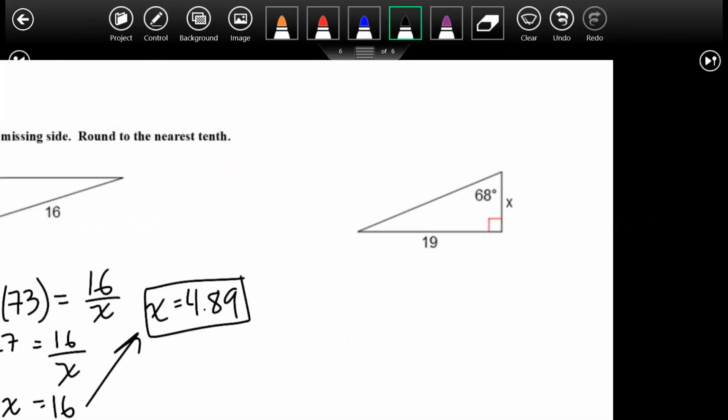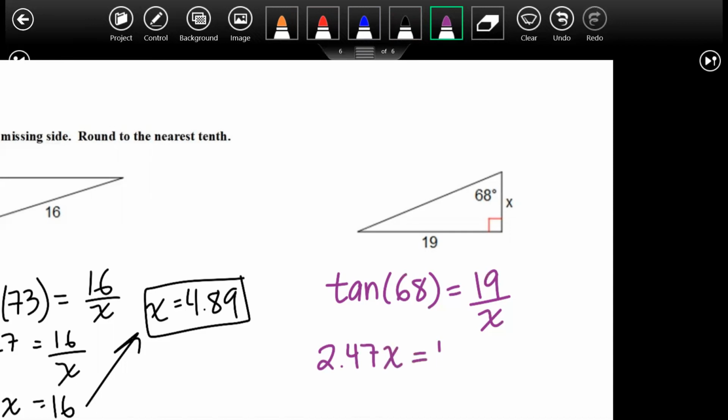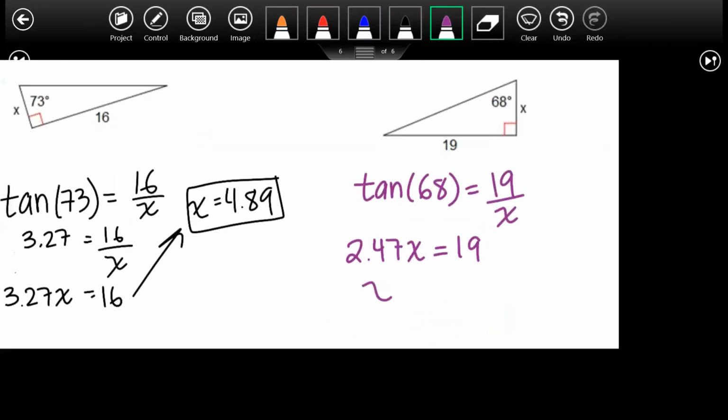What do we get for the other one? Let's look at the next one. I'm going to do this one in purple. Tangent of what angle? 68. Jumping too far ahead. My ratio for the other side is 19 over x. Solving this out, tangent of 68 is 2.47, so 2.47x is equal to 19. When we divide out by both sides, we're going to get x is equal to 7.69.